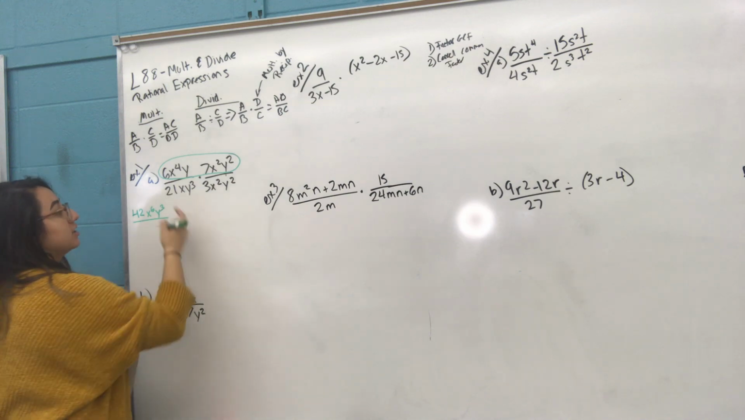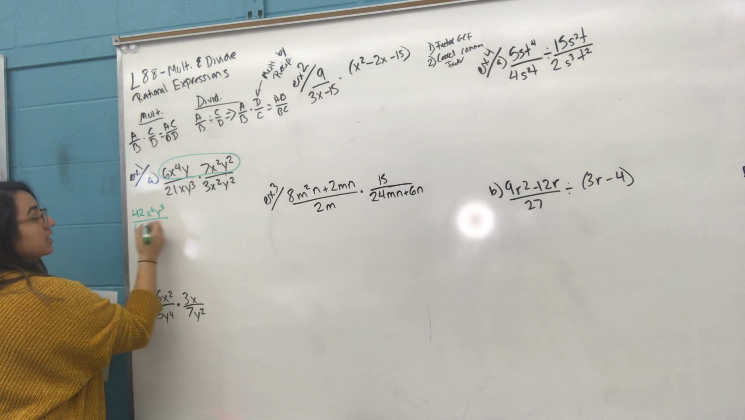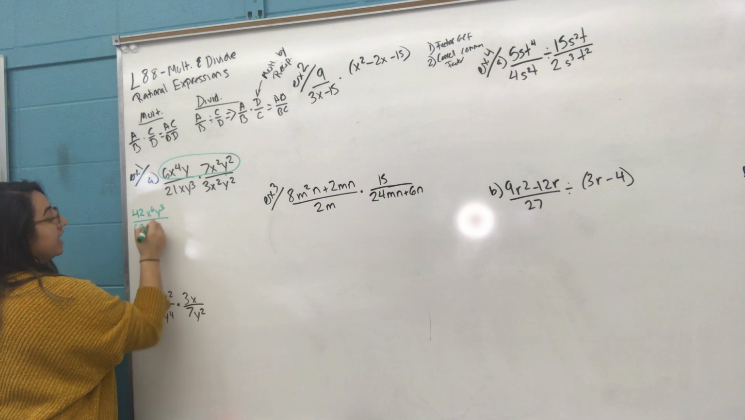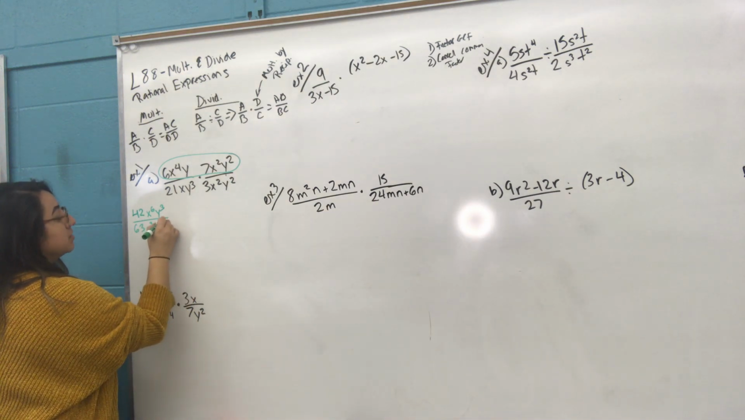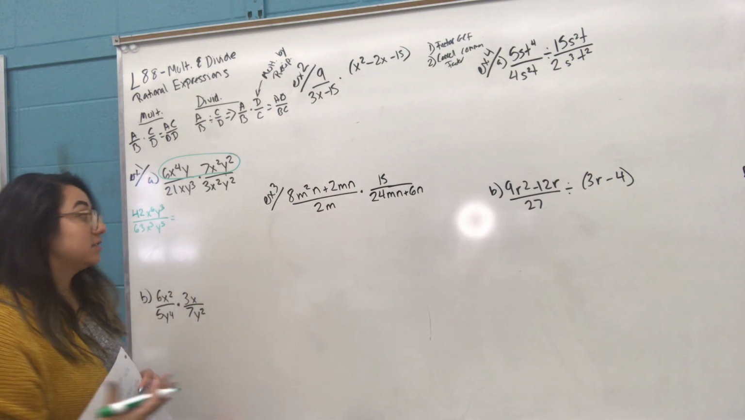Over, and now I look at my denominator. 21 times 3 is 63. X times x squared, that means you're adding, so it's x cubed. 3 plus 2, you're going to get y to the 5th. Multiplying everything across, for variables, you're just adding the exponents.